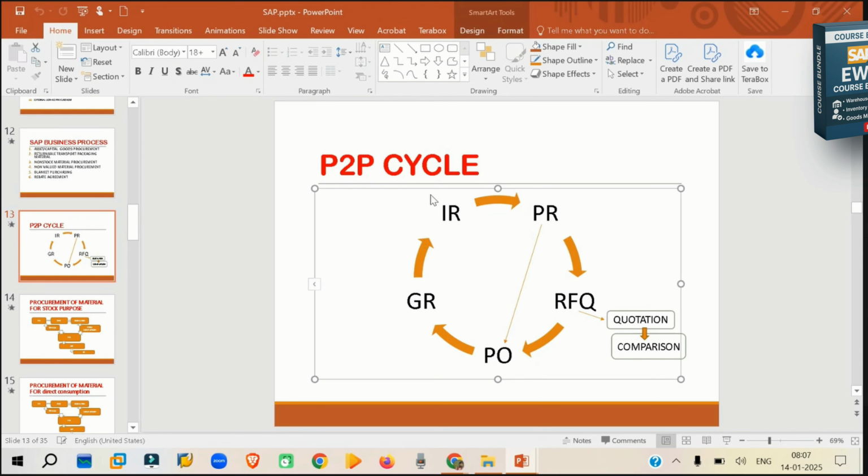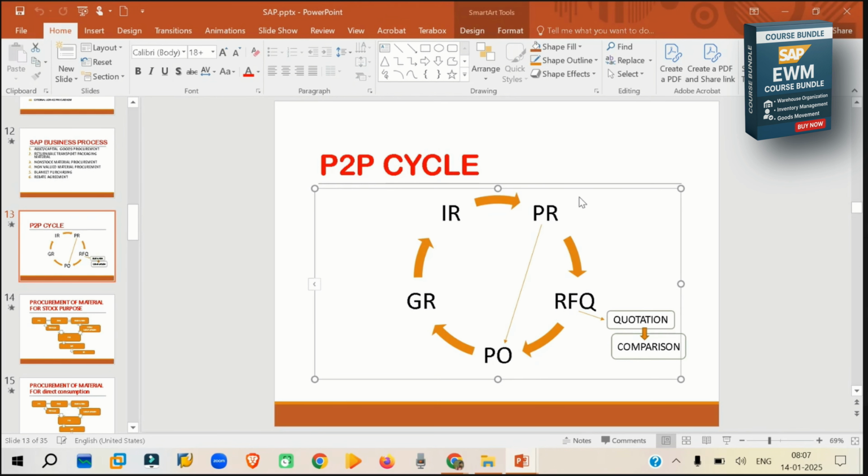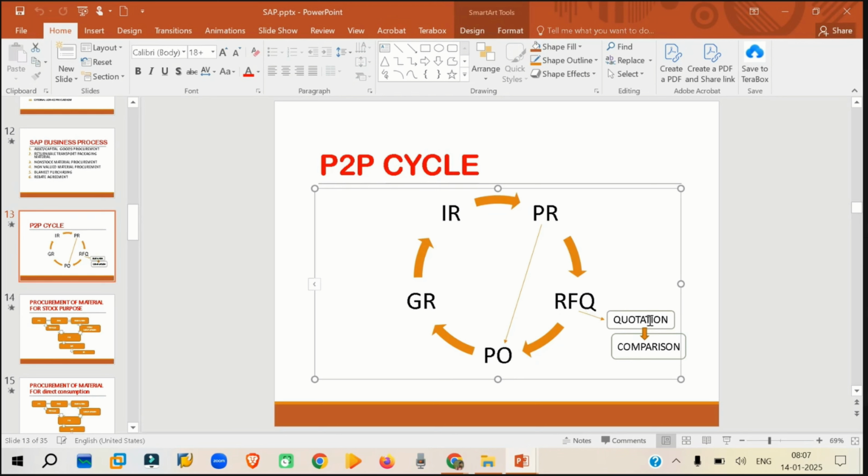This is one process. In the second process, if the supplier is unknown, then from the purchase requisition we will create a request for quotation. With respect to that request for quotation, the vendor will send us the quotation and we will maintain the quotation. Then we will compare the quotations based on the best price. We will select our vendor, and based on that selection process, we will place the purchase order. This is how you should explain it.